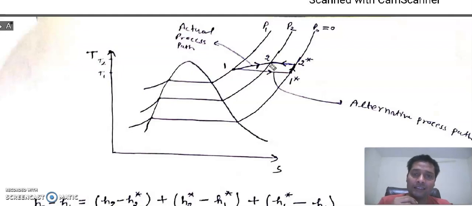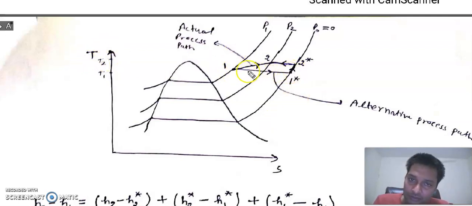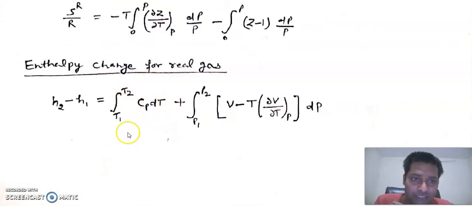This path is selected in such a way that the path 1 to 1 star is an isothermal path. This is a horizontal line, and on the vertical axis we have temperature. So if it is a horizontal line, it means the temperature is constant and it is an isothermal path. If the temperature is constant, then in this equation this term will be 0.